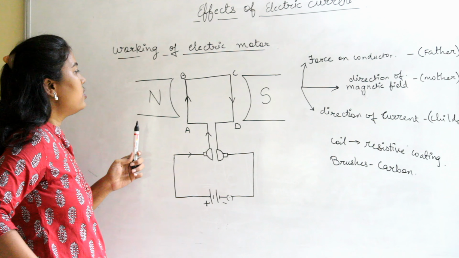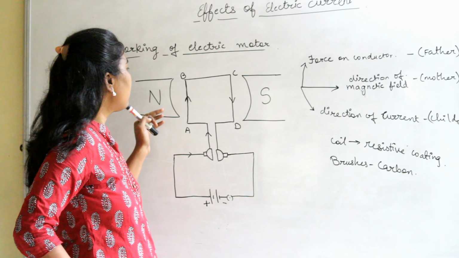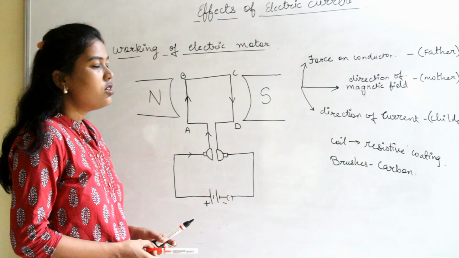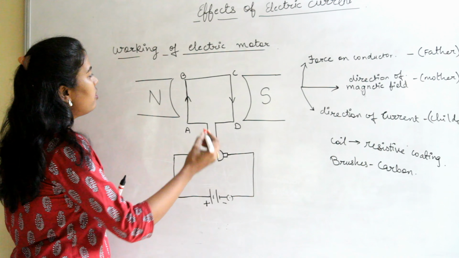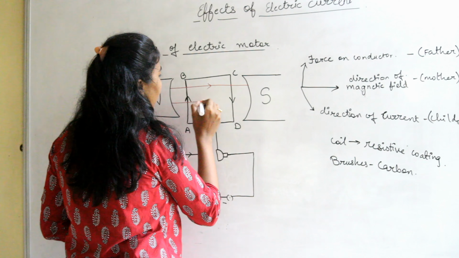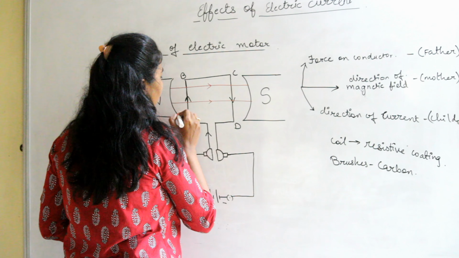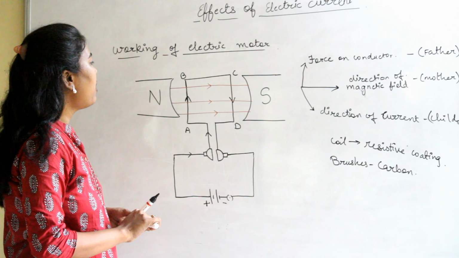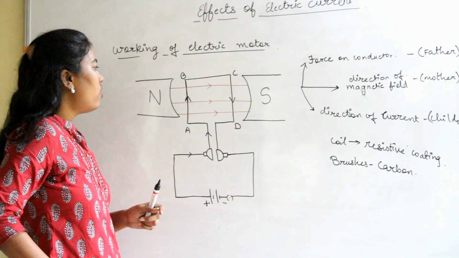Next, there are magnets which are placed, that is, north pole and south pole, right? So between these two magnets there will be a magnetic field, right? So let these be the magnetic lines of the magnetic field. Okay, these are the magnetic lines. So what will happen?